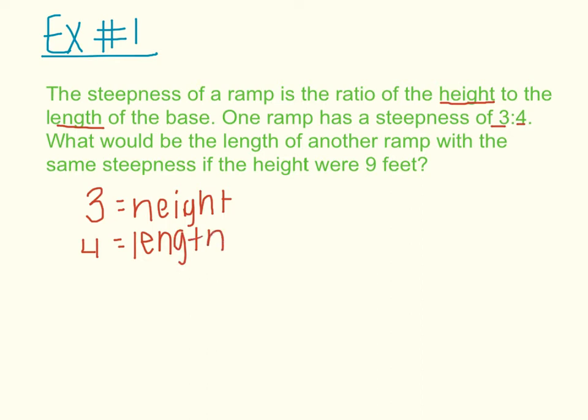So what would be the length of another ramp with the same steepness if the height were 9 feet? So we know we're looking to change the height. So we're looking for the top number. So let's set this up as a ratio of 3 to 4. And then we know we're looking for another ratio that has a height of 9 feet.